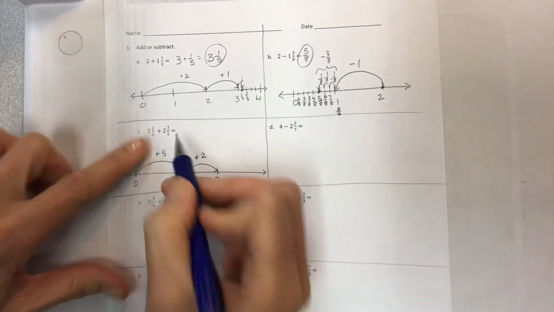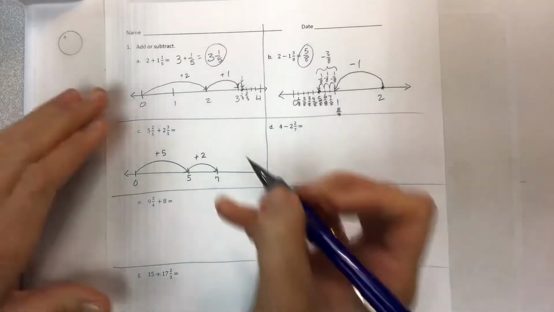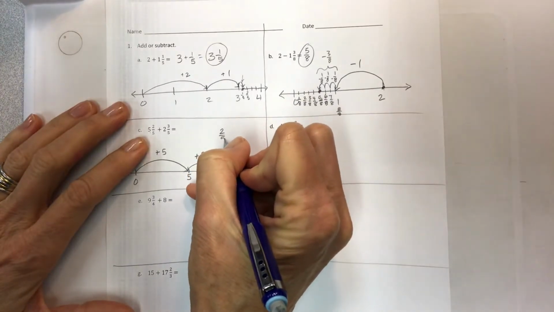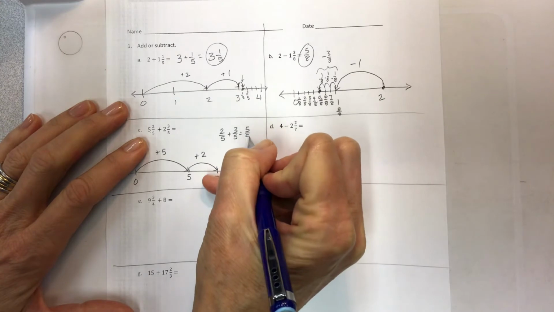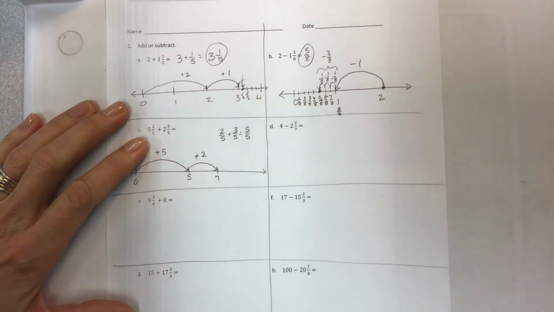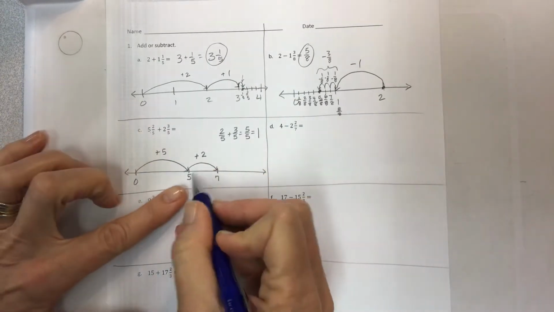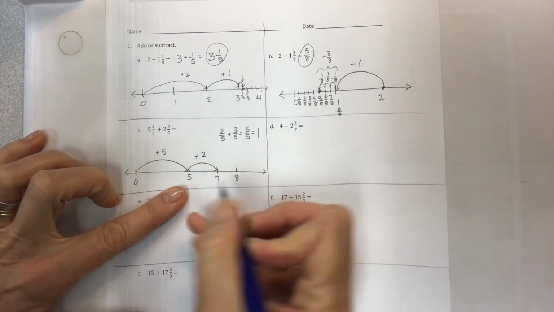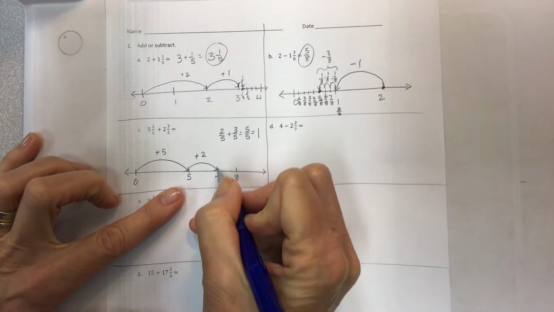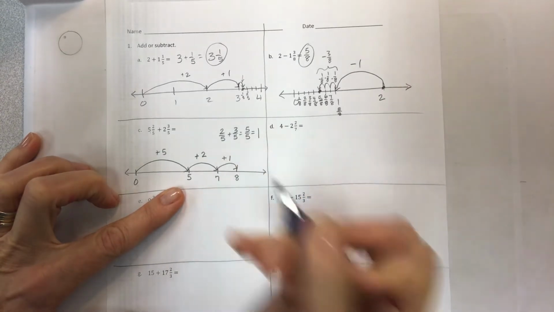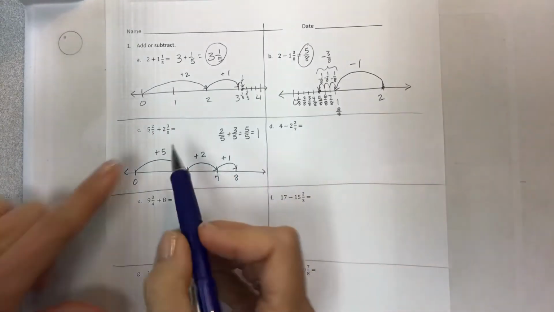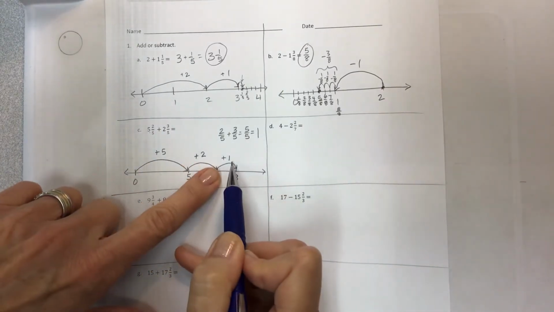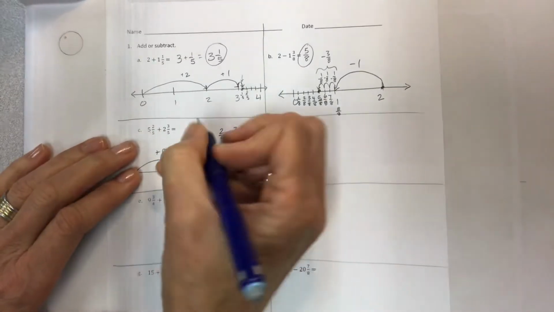And we have some fractional units that we have to account for. 2/5 and 3/5 make 5/5. Thankfully, they gave us all the same denominator. And 5/5 is equal to 1. So it doesn't have to be exactly the same spacing. You can just show the plus 1 that 5/5 makes. So when I have my 5 and 2 and 1, I get 8.